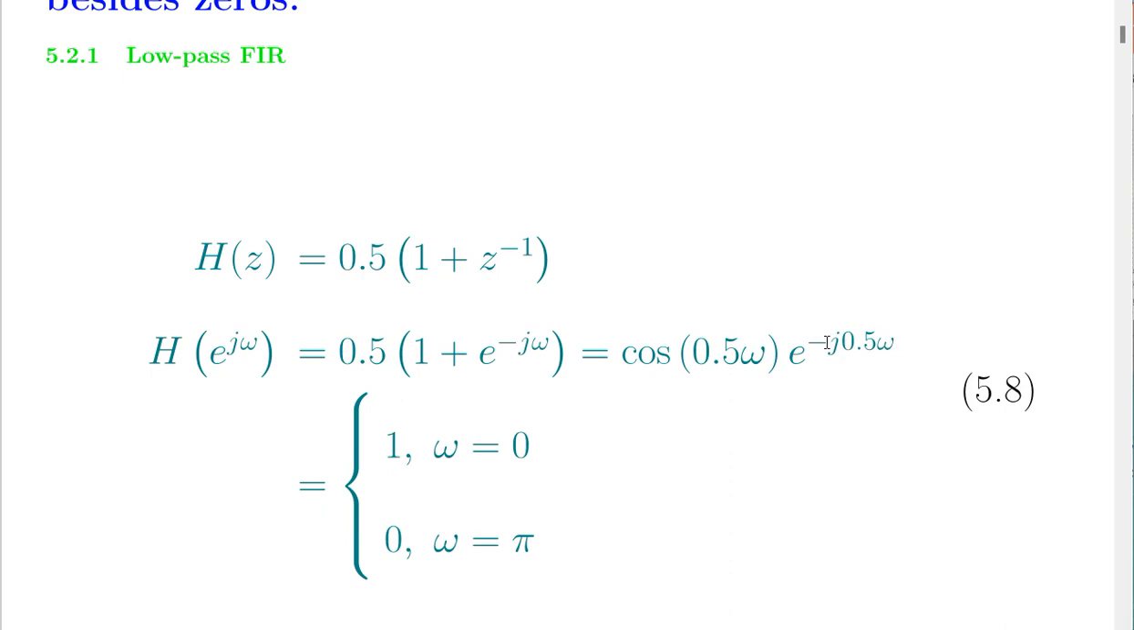Okay? This term is related to the phase, having a linear phase with a slope of minus 0.5. And this term is related to the amplitude. Amplitude is even, phase is odd. Anyhow, it will be equal to 1 for omega equal to 0 and 0 for omega equal to pi. What does it mean?